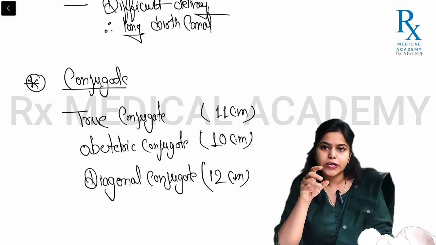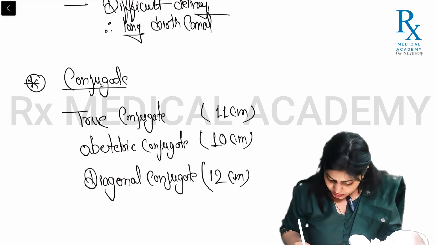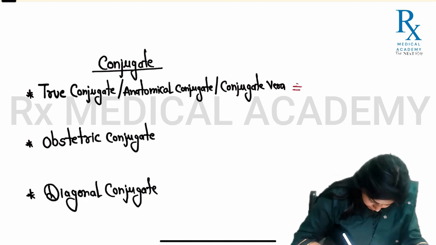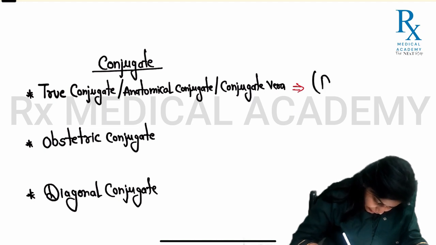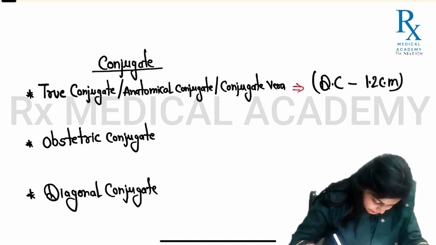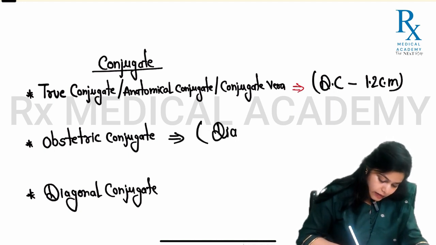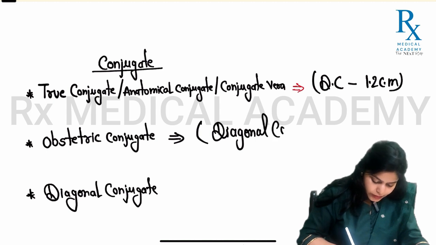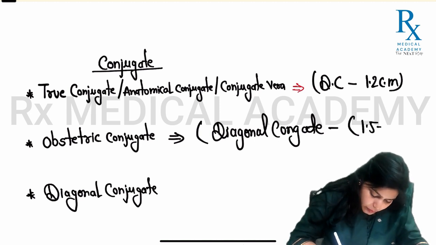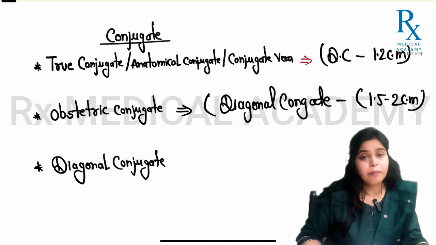With the help of the diagonal conjugate, we can calculate true and obstetric conjugate. How do we calculate it? For the calculation of true conjugate, we subtract 1.2 centimeter from the diagonal conjugate. And for the calculation of the obstetric conjugate, we subtract 1.5 to 2 centimeter from the diagonal conjugate. So this is how we calculate true and obstetric conjugate with the help of diagonal conjugate.